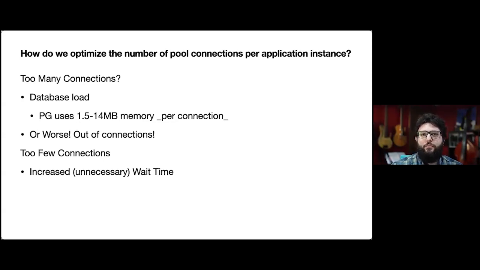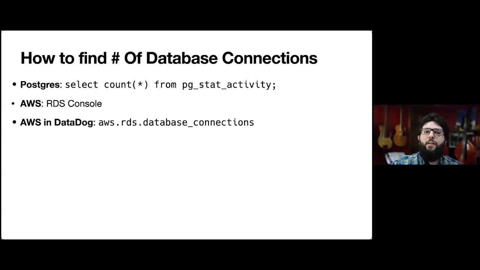So to find the number of database connections, in Postgres, we can use select count star from pg_stat_activity. If you're using a hosted database like RDS, there's usually metrics in the console. For us, we get those RDS metrics exported into Datadog, so we get a metric like aws.rds.database_connections.